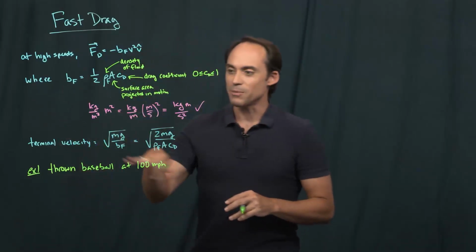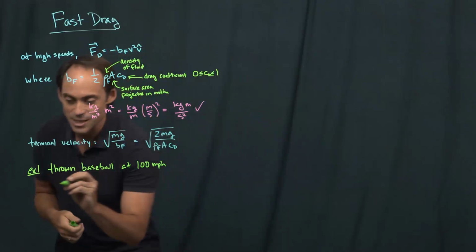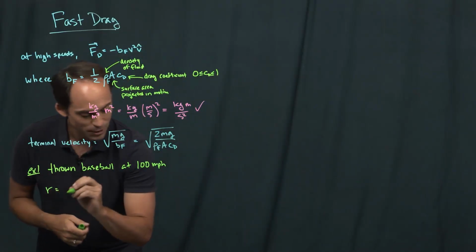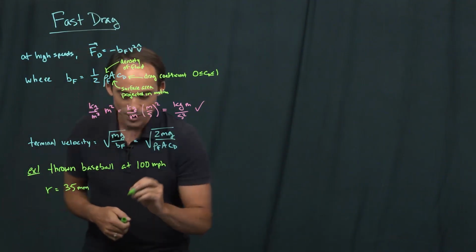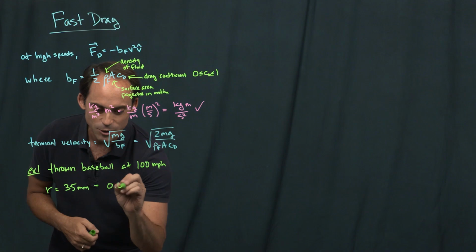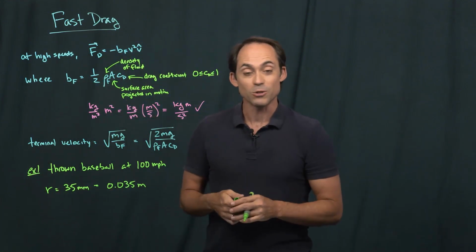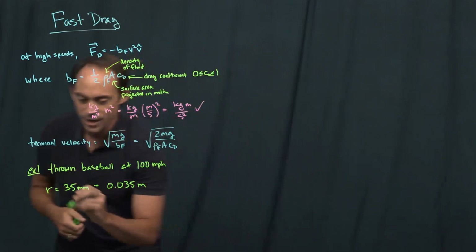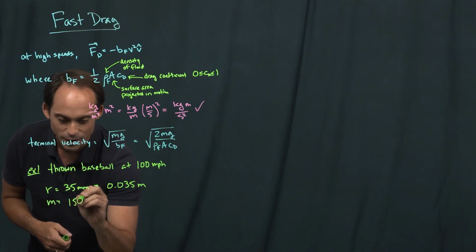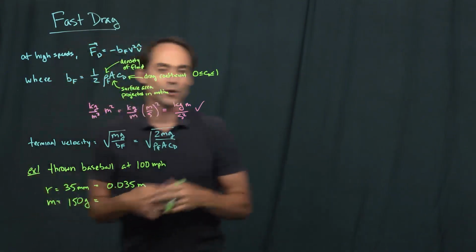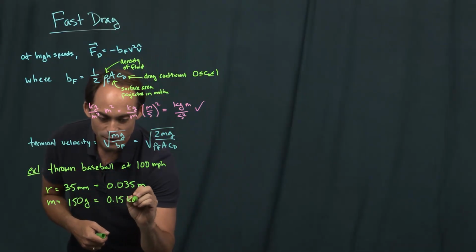So we need to figure out some of the constants to put in here. One thing we can look up, for example, is the size of the baseball. R turns out to be, for regulation baseballs, about 35 millimeters. We can translate that into meters, 0.035 meters, because a millimeter is 1/1000th of a meter. We have a regulation mass for baseballs, which is about 150 grams. Again, converting this into SI units, that's 0.15 kilograms.